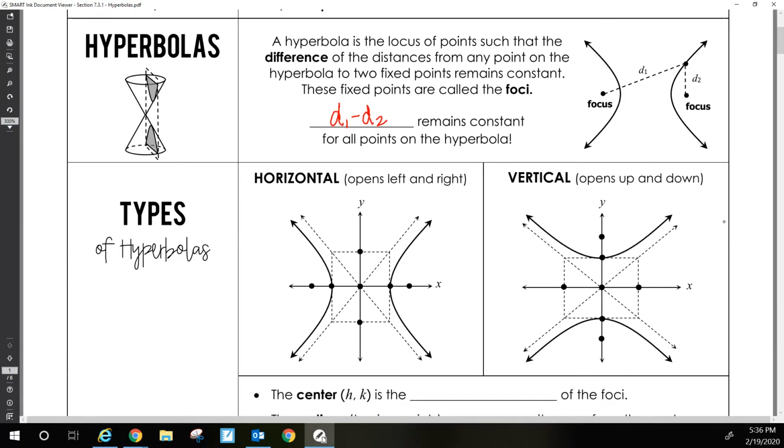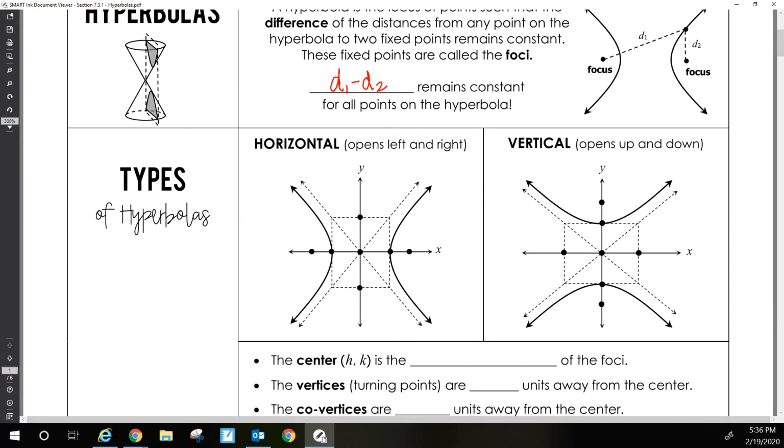Just like we had horizontal ellipses and vertical ellipses, for hyperbolas we have the same thing. We have horizontal hyperbolas and vertical hyperbolas. Horizontal hyperbolas are kind of like two horizontal parabolas opening back to back, and verticals are like two up and down parabolas opening back to back. So they open left or right, towards the x-axis, or vertical, opening up and down towards the y-axis.